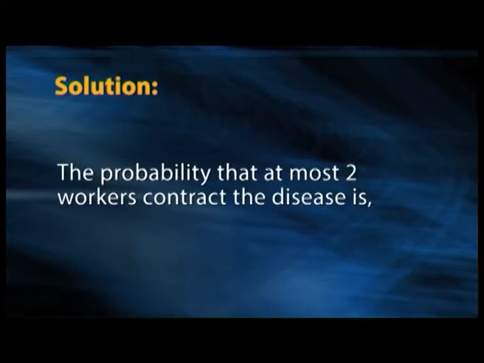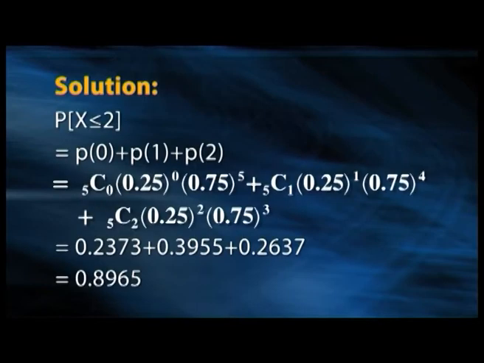The probability that at most 2 workers contract the disease is P of X less than or equal to 2, which is equal to P of 0 plus P of 1 plus P of 2, which is 5C0 into 0.25 power 0 into 0.75 power 5 plus 5C1 into 0.25 power 1 into 0.75 power 4 plus 5C2 into 0.25 power 2 into 0.75 power 3, which is equal to 0.2373 plus 0.3955 plus 0.2637, which is equal to 0.8965.